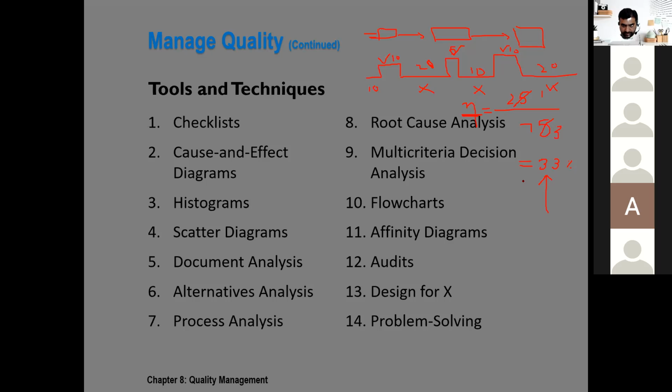Does it make some sense? Did you understand about value stream analysis? Yep.